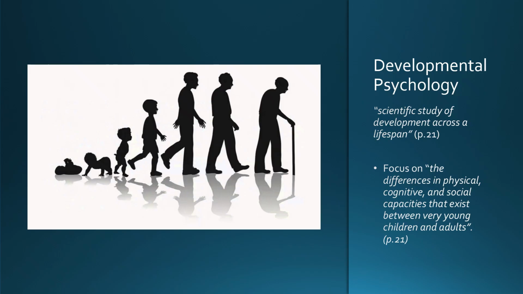Developmental psychology is a scientific study, as you might have guessed, of development across a lifespan. You can see from the diagram it goes from aspects of being a baby to being an elderly person. And it focuses on the differences in physical, cognitive, and social capacities that exist between very young children and adults. In other words, what's the difference between how a toddler thinks and how a middle-aged person thinks? It looks at those different aspects across the lifespan.